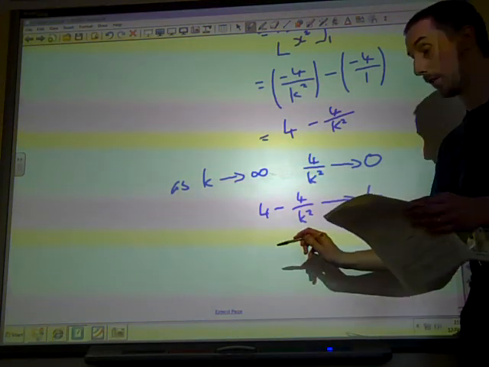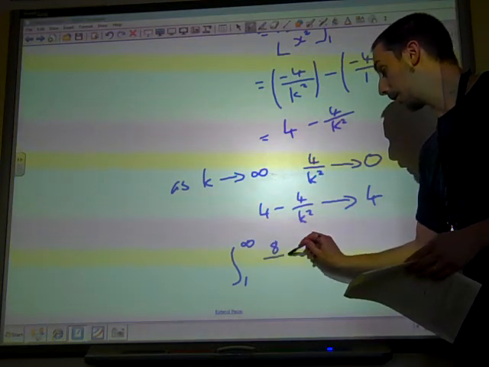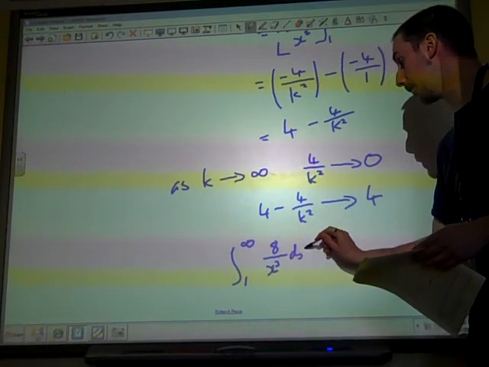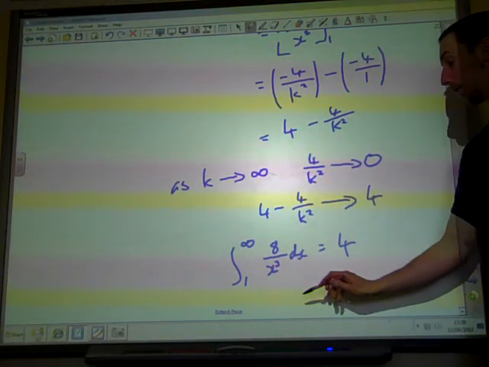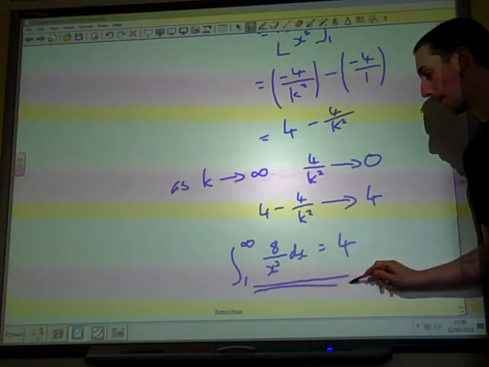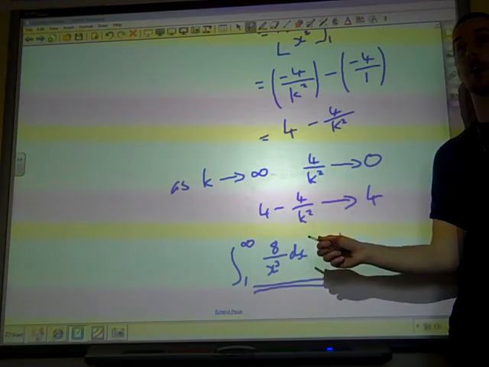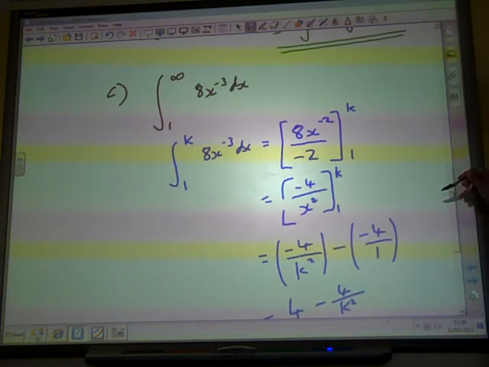And so the answer that we were looking for to the integral from 1 to infinity of 8 over x cubed dx is actually equal to 4. There we go. That's quite tough. Hopefully you've done some examples of that. We call this improper integrals, this stuff.